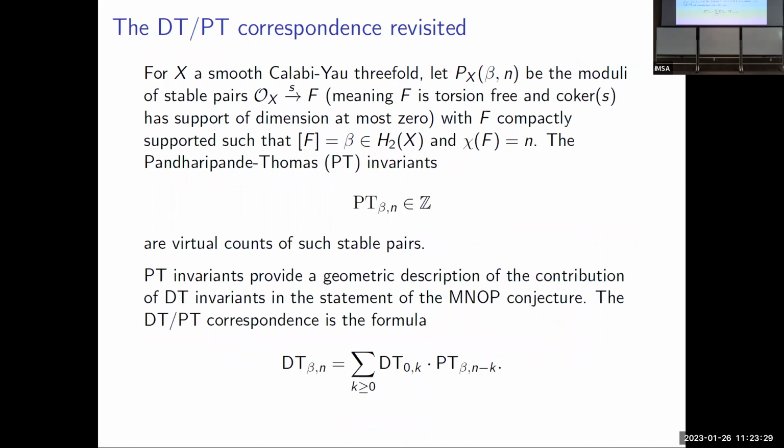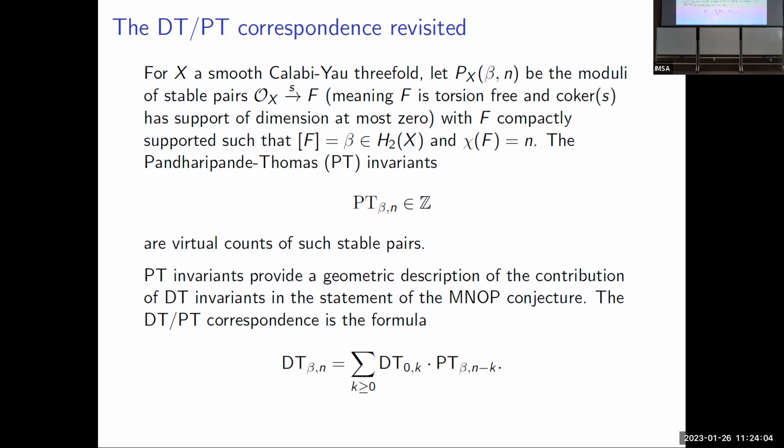Okay, so I also want to say a few words about applications of these theorems beyond this Hilbert scheme of d points on C^3. So they are in this Donaldson-Thomas, Pandharipande-Thomas correspondence. Pandharipande-Thomas invariants are certain invariants defined via moduli of stable pairs. Stable pairs are certain complexes, O_X with a map to F, where F is torsion-free and the cokernel has support of dimension at most 0.